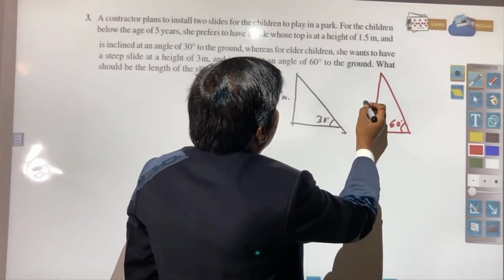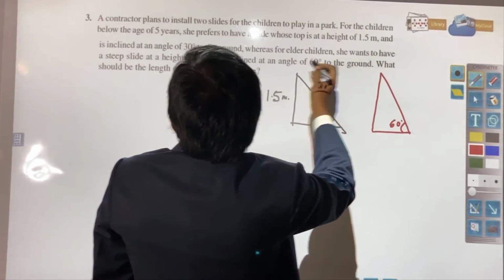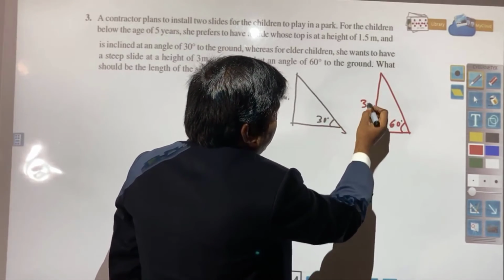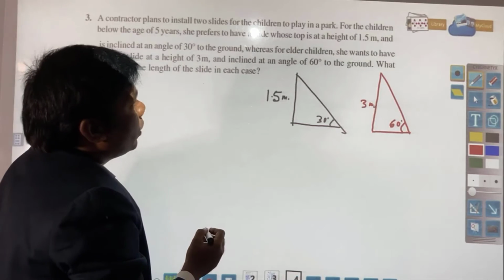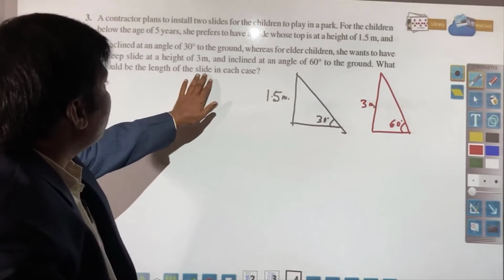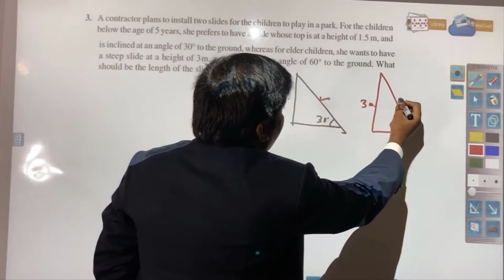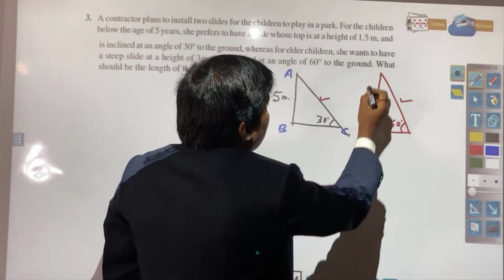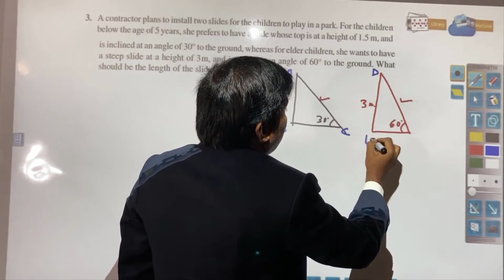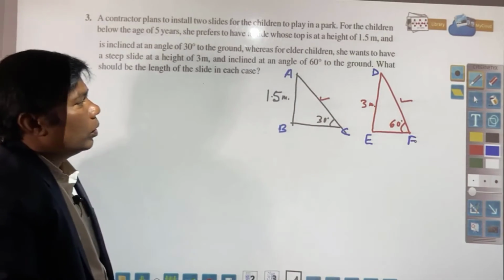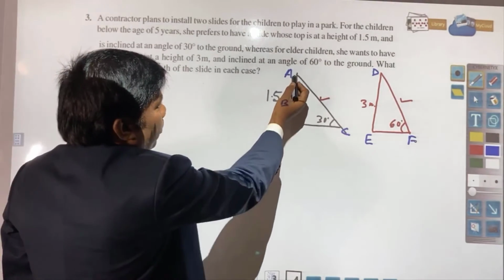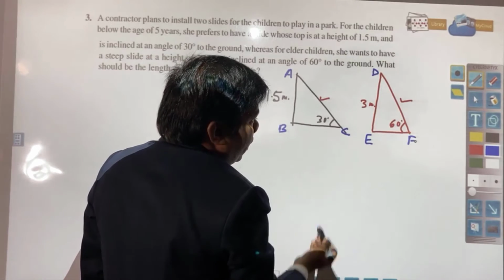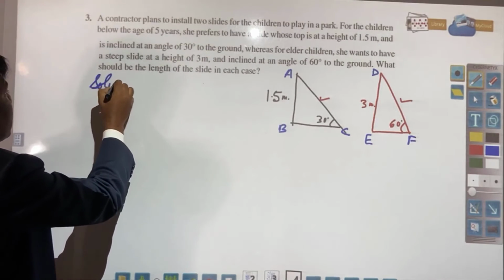So here you have the height of the slide is 3 meters. So in each case you need to find out what should be the length of the slide. This length you need to find out in both the cases. So here you name it. Suppose A, B, C, and here you have D, E, F. So you find out this. P has been given, H you need to find out. Angles have been given. So how to solve this, we see?